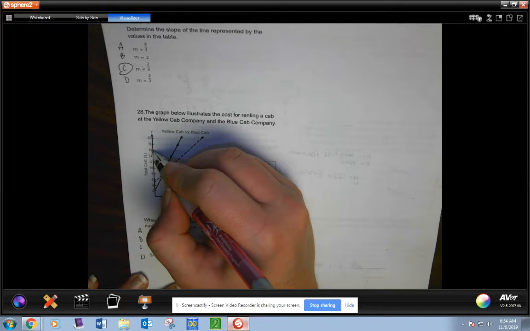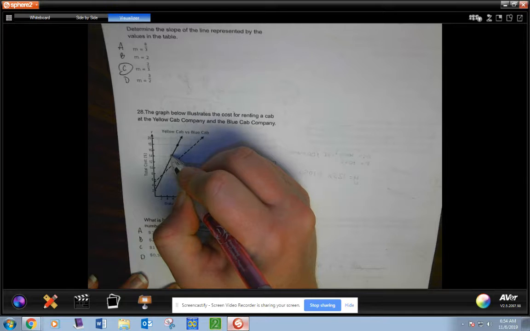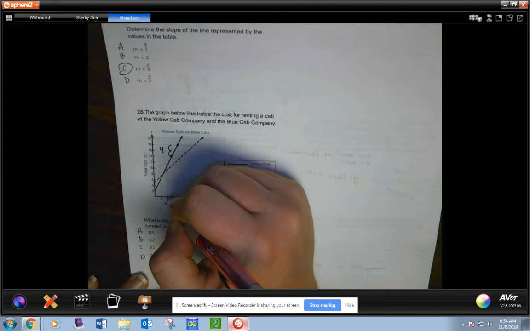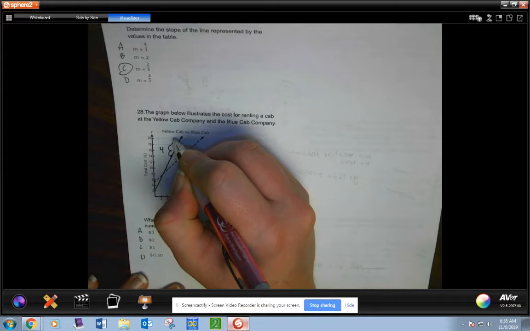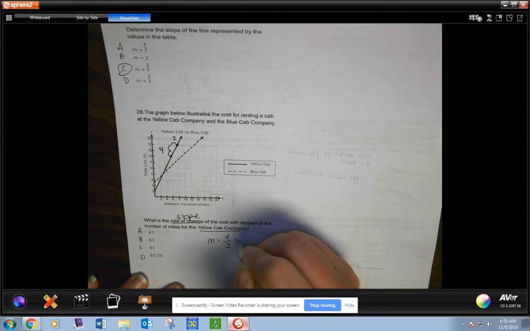They are counting by 2s again, so be careful. We're going up 2, 4. And here they're also counting by 2, so I'm running 2. So my slope is 4 over 2, which will simplify to 2, so my answer is B.